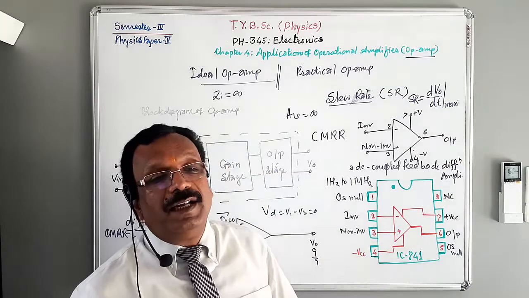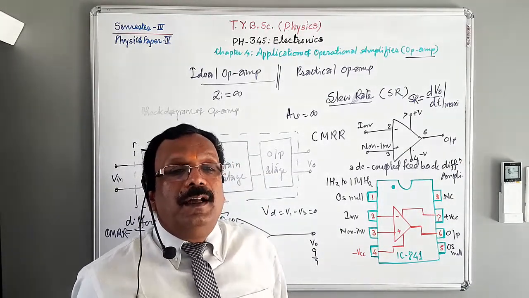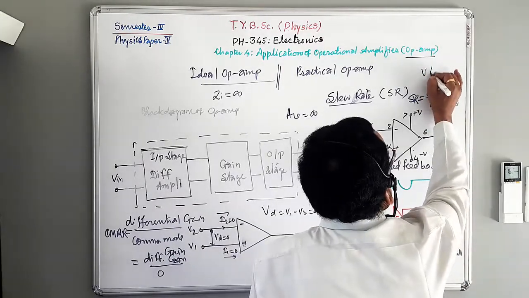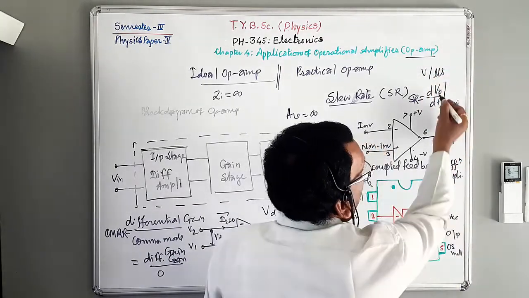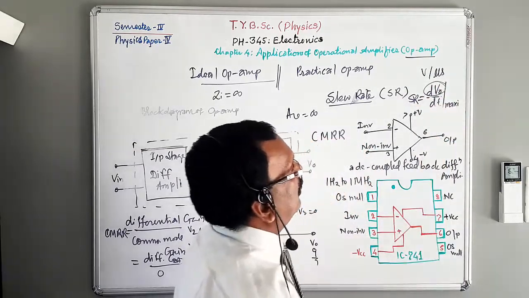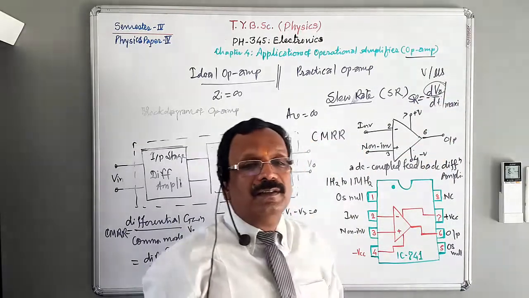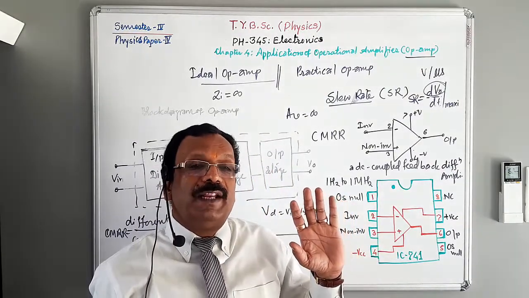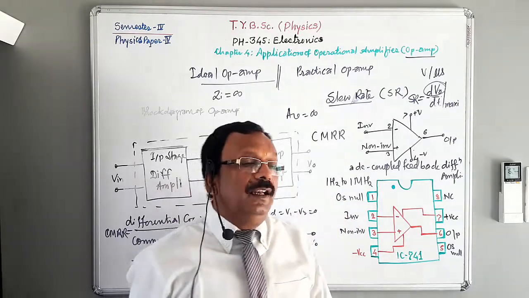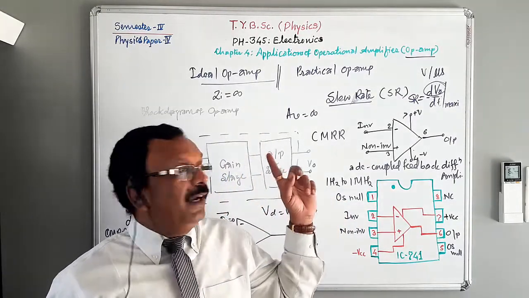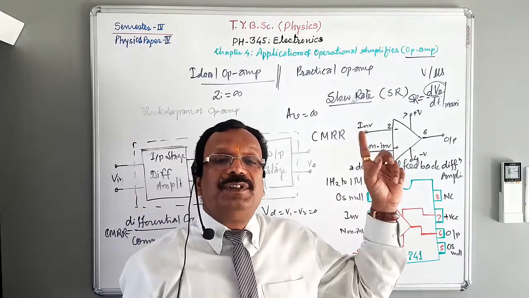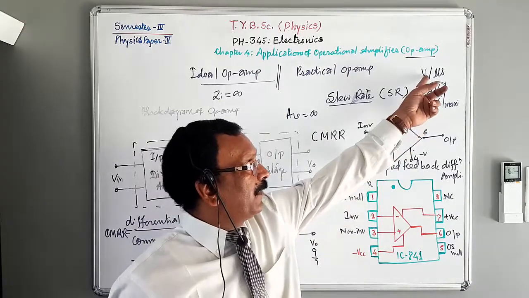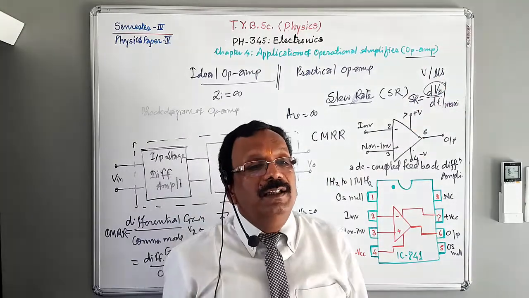Slew rate is always expressed in terms of voltage per microsecond, change in voltage dV0 over time in microseconds. This is a very important parameter of an op-amp: slew rate is defined as the maximum rate of change of output voltage per unit time, expressed in voltage per microsecond.